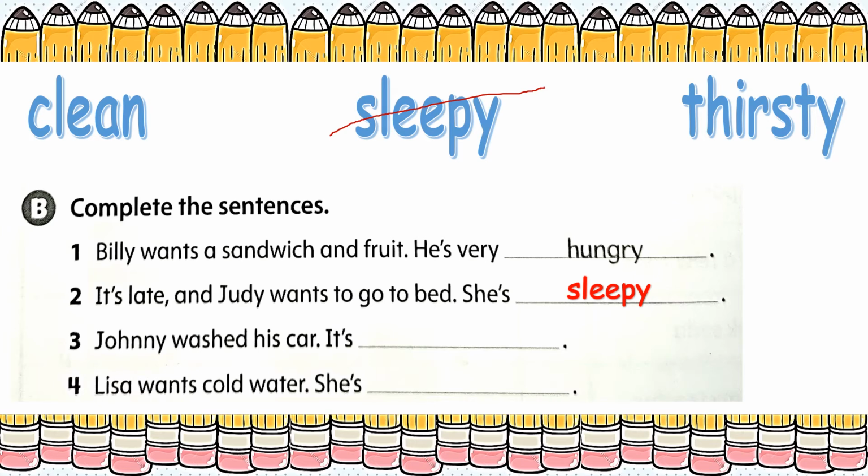Number 3, Johnny washed his car. It's, what's your answer? Clean. Very good. Now cross out the word clean. For number 4, Lisa wants cold water. She's, of course, the answer is thirsty. Correct.